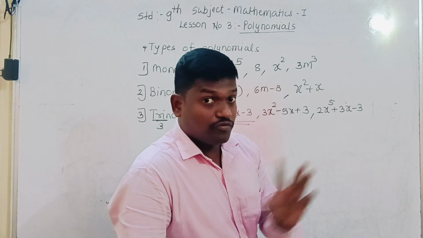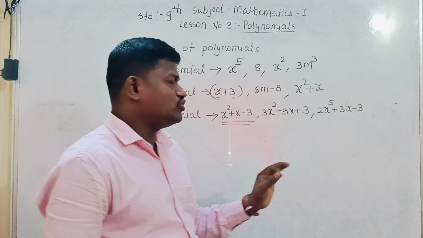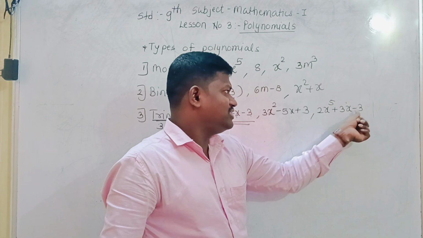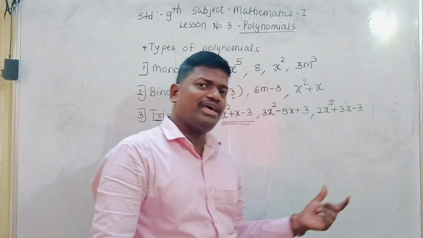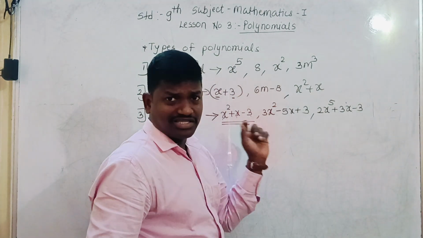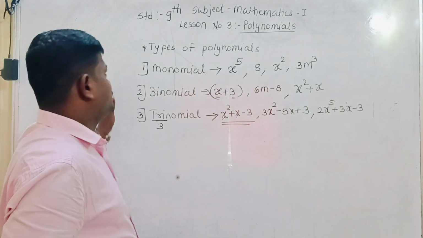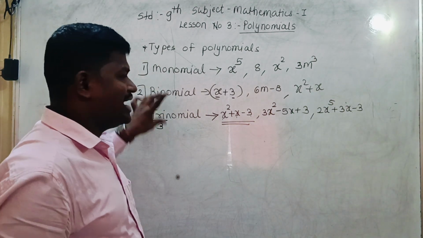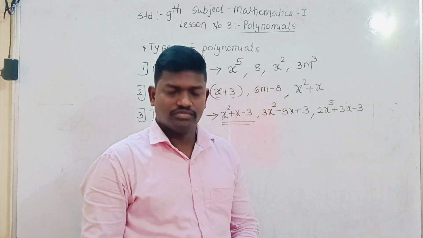Do not look at powers, okay? The index. We have to check only the type. So 1, 2, 3. There are 3 terms, then it is called a trinomial. Here also there are 3, here also 3. So these are the 3 types of polynomial, that is monomial, binomial and trinomial. Okay? So write down.